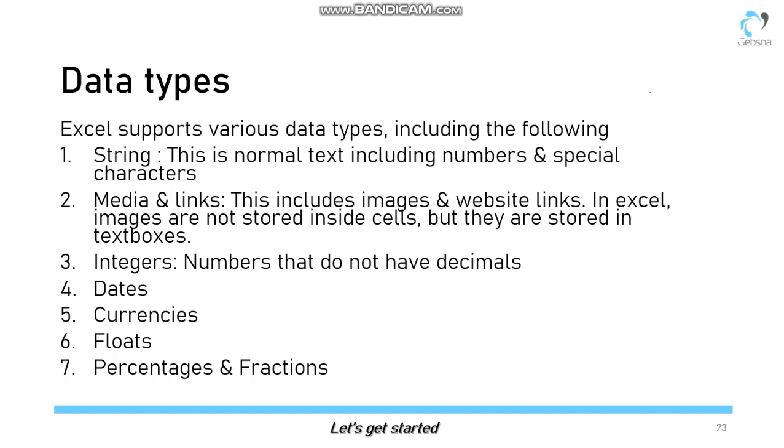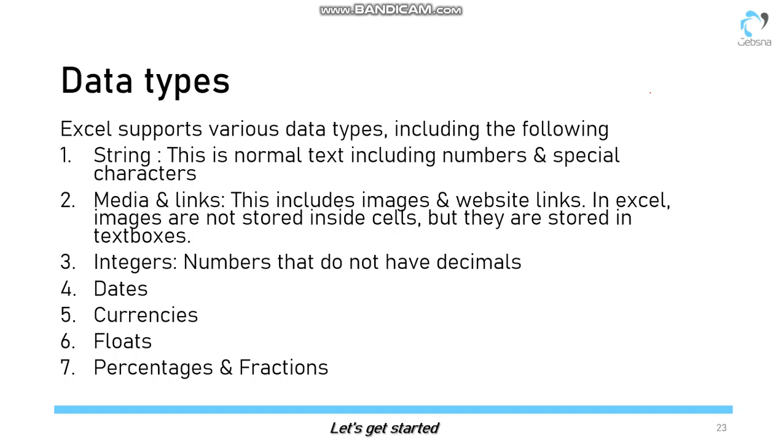So there is what we call a string. It's just normal text, including numbers and special characters, maybe question marks. Just text you can type with your keyboard into your spreadsheet. Then we have media and links. These include images and website links in Excel.